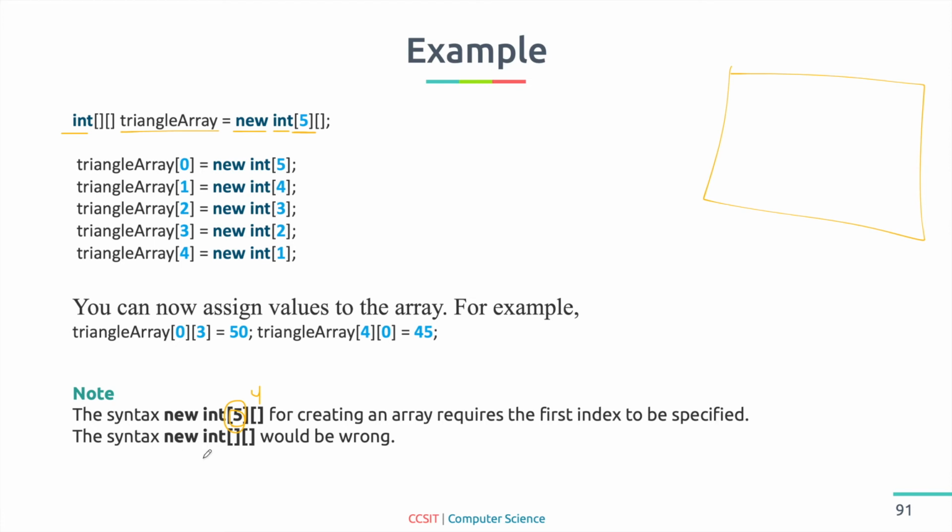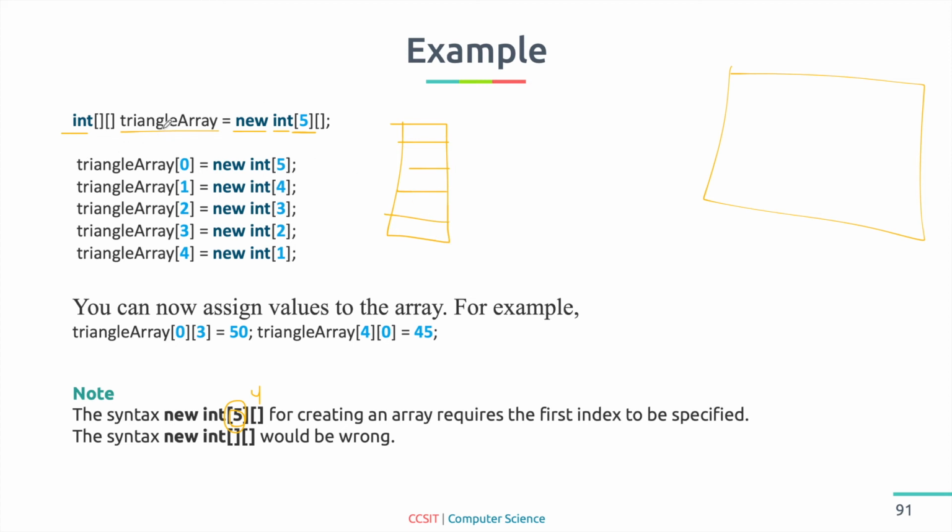But if we write it this way, this will be wrong, where we specify neither the rows nor the columns, because this way we don't tell the compiler any information about this array. So going back here, what the compiler now knows is that I will store 5 memory locations.